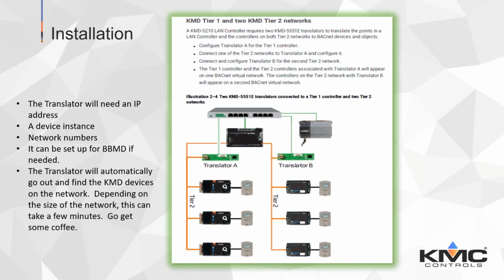On the diagram there, you've got a tier 1 and tier 2 controller. You've got translator A, translator B, all going into a switch and ultimately being pulled into a Jace or supervisor. Or it could be Commander. Yep, but the network layout would be the same. So you would need 2 translators in this instance.